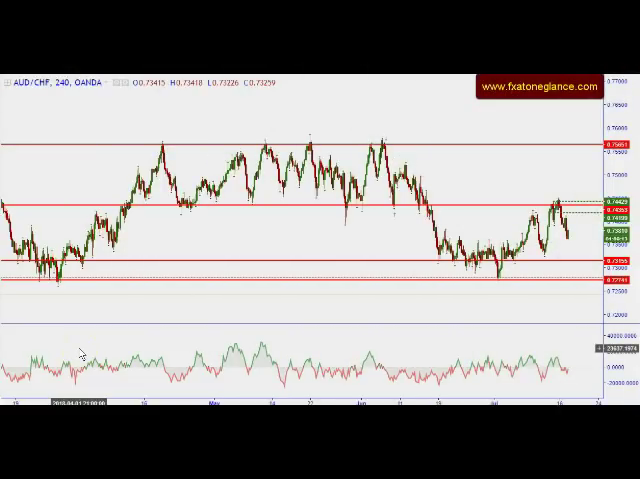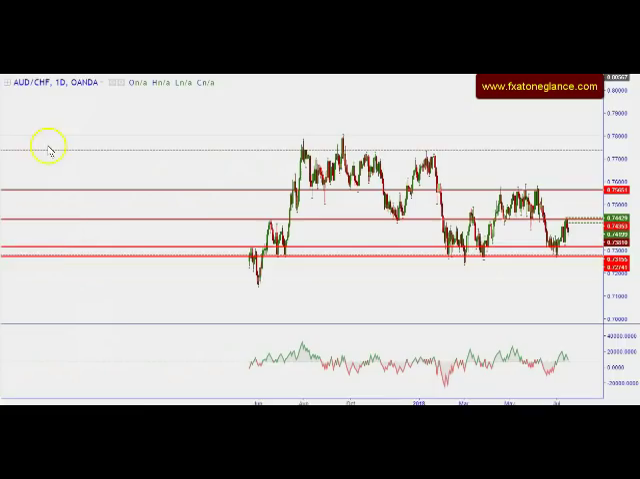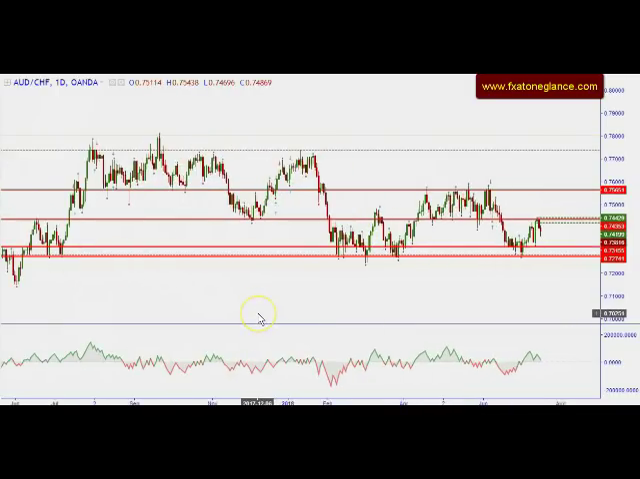I want to take a look at the Aussie Swiss franc. Basically, let me get this set to the daily time frame so we can go back and look at what we wanted to talk about. So here we are, daily time frame on the Aussie Swiss franc. Going back here, you can see this starting back in July 2017.